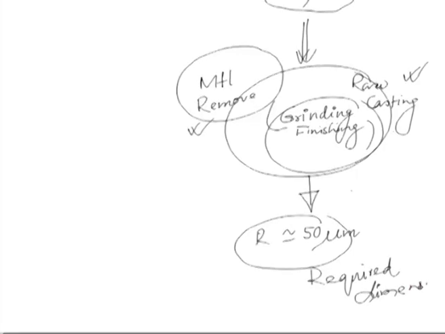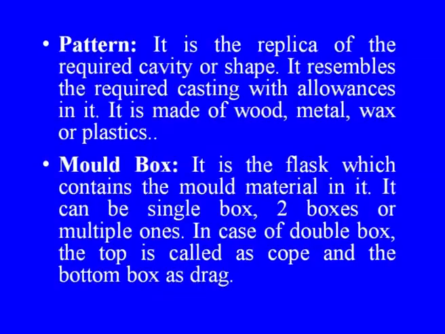This is the required dimension. Another important term very closely associated with molding technology or casting technology is the mold box. It is the flask which contains the mold material in it. It can be a single box or two boxes or multiple ones. In case of a double box, the top is called the cope and the bottom box is called the drag.